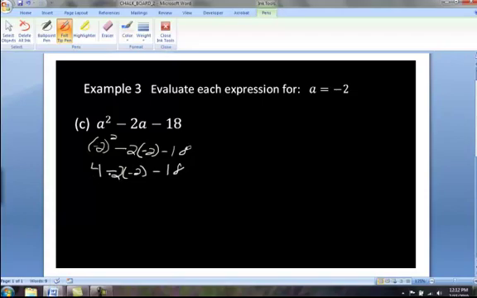Then I'm going to multiply. -2 times a -2 is going to give me a +4. And I'm just going to proceed left to right. 4 plus 4 is 8. And 8 minus 18, or 8 and -18, is -10. And that'll give me my final answer there. Let's see, we have -10.